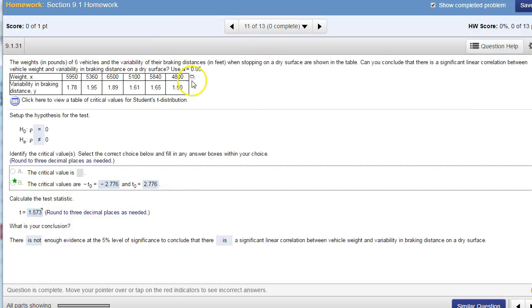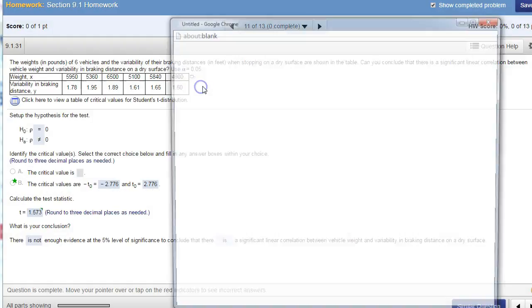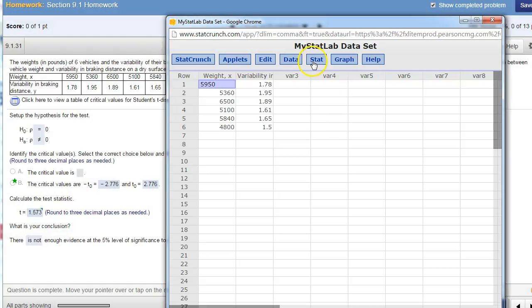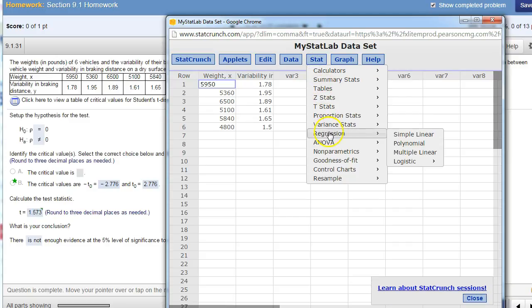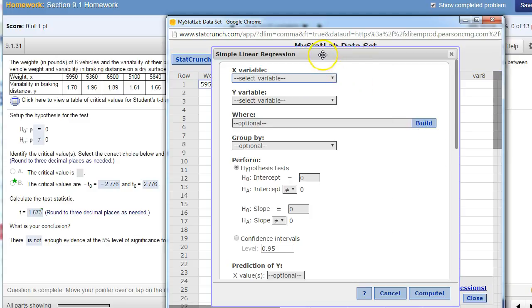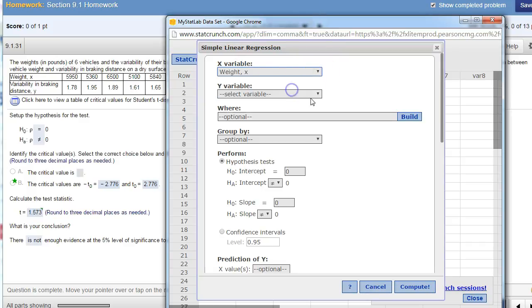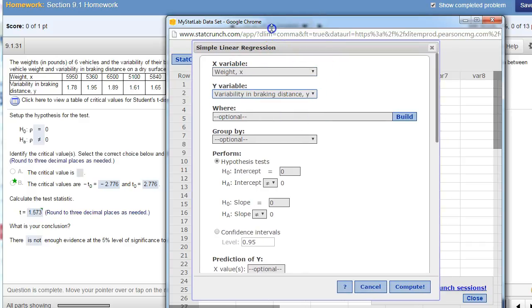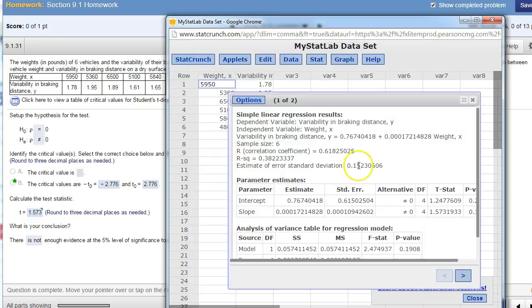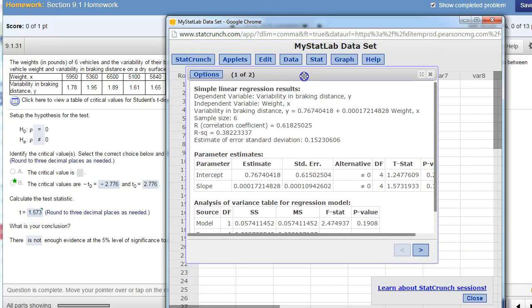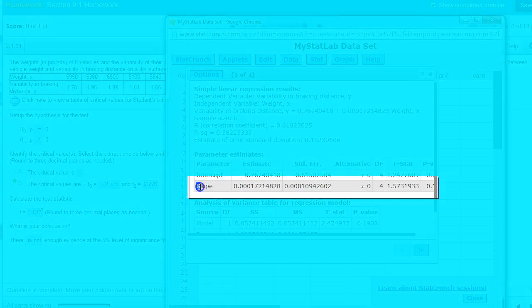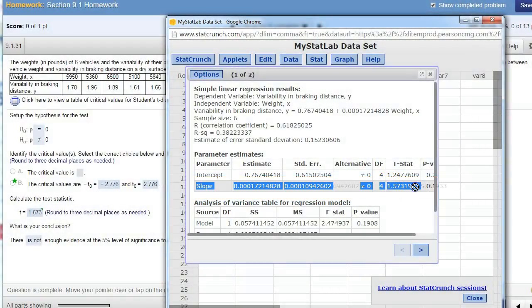Okay, so how do I do this? I'm going to click StatCrunch, Stats, Regression, Simple Linear Regression, my X variables, my Y variables, and click Compute. And when I look here, I am going to look at my test statistic from the slope row, which is 1.573. Okay, my test statistic would be 1.573.